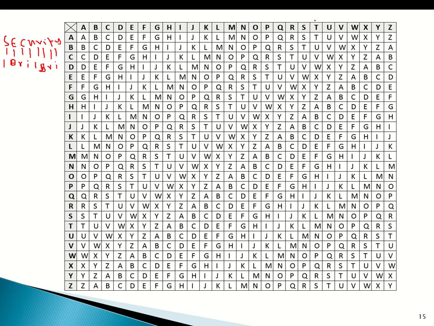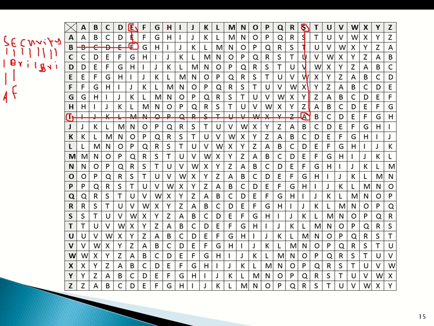Now let's take the S and map it with the first key letter. Where is it? Here. The intersection between S and the key letter becomes A. Okay, let's take E and its key letter. The intersection is F.